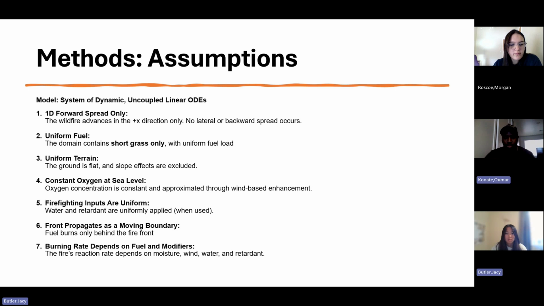The front propagates as a moving boundary where the fuel burns only behind the fire front. We assume that there is a uniform fuel load, terrain, altitude, and firefighting measures. That is, water and retardant are applied uniformly and oxygen only changes with wind input. The fire's reaction rate depends on moisture, wind, water, and retardant as provided by equations shown in the next slide.